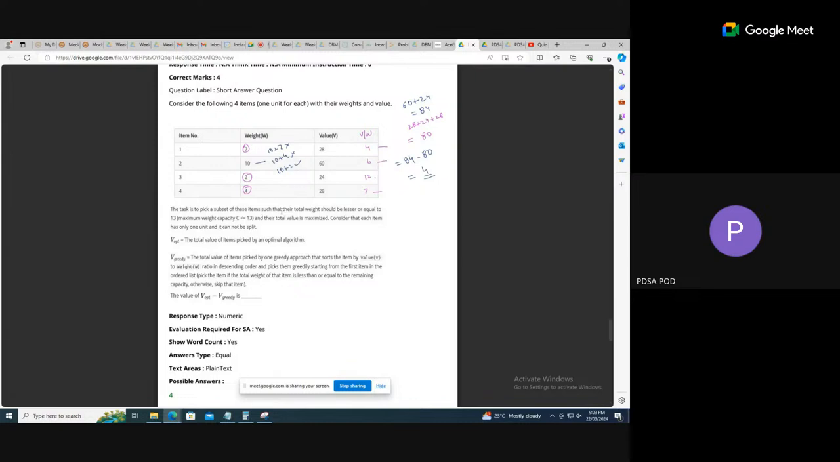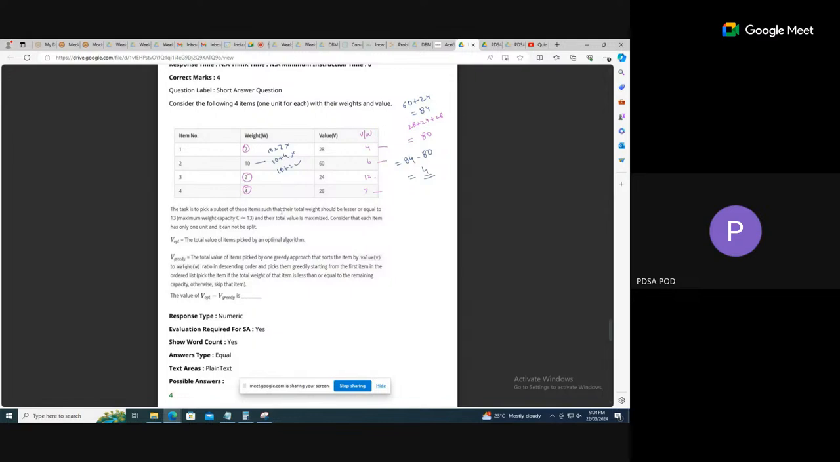So the total value of the items picked by one greedy approach: sort the items by value, or by value to weight. What is the optimal approach? Here we will use only greedy, right? Yeah, greedy only. What is the meaning of optimal? They say optimal algorithm. Which algorithm should we use? The total value of the items picked by the optimal algorithm. The optimal algorithm means it is the greedy method only. But what is V greedy? The total value of the items picked by one greedy approach that sorts the items.